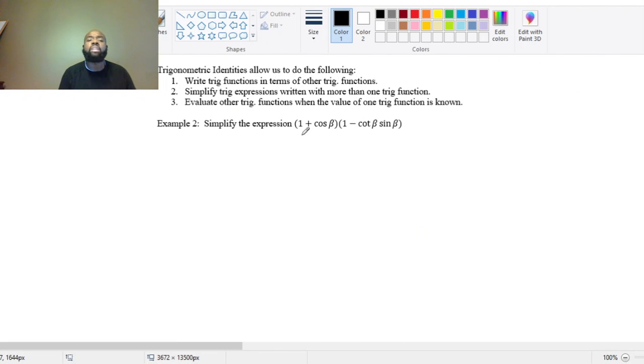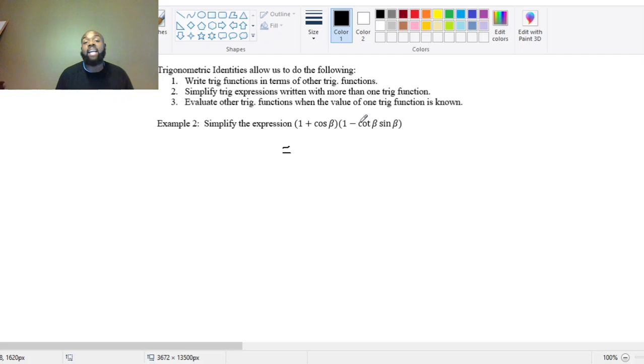But what I want to do is simplify this expression. This means I don't want to see as many trig functions, and maybe I want to get this as simple as just one trig function, or a fraction involving trig functions, right? And I don't want it to be more complicated. I want to simplify it until I can't see any more trig identities. Now I see a 1 plus a cosine of beta times a 1 minus cotangent beta times sine of beta. I don't see any of those identities blatantly sitting there.